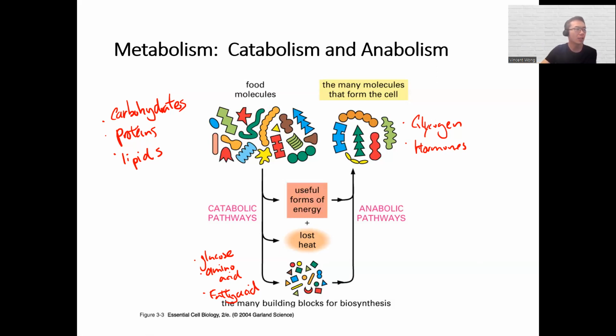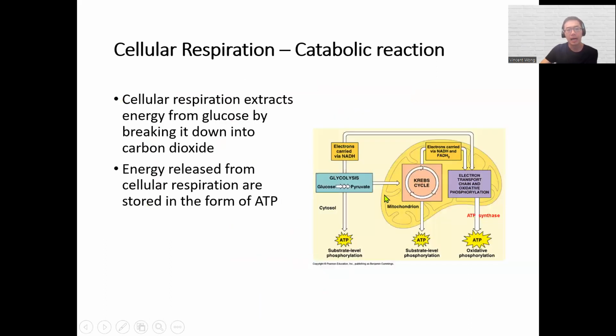So what about that usable form of energy? What exactly is that? That usable form of energy is called ATP. And I'll show you a picture of ATP later. And we generally produce ATP through cellular respiration. That is the main type of catabolic reaction in the body that allows us to produce energy.